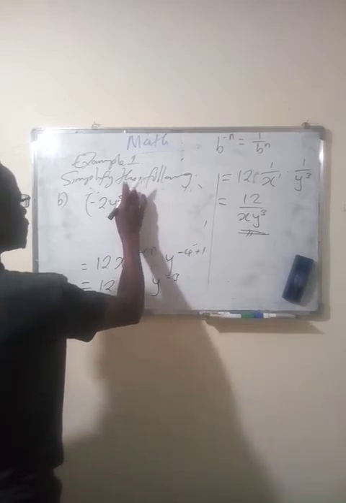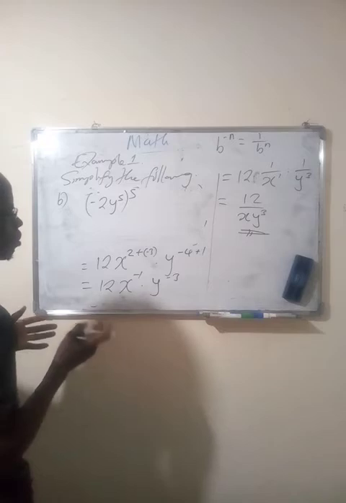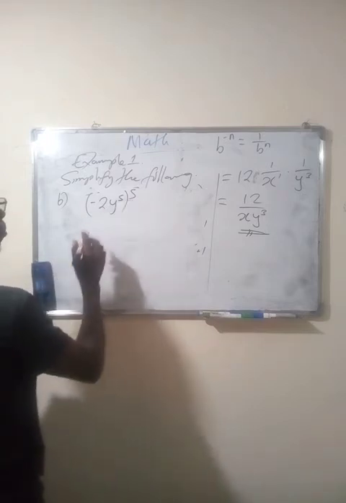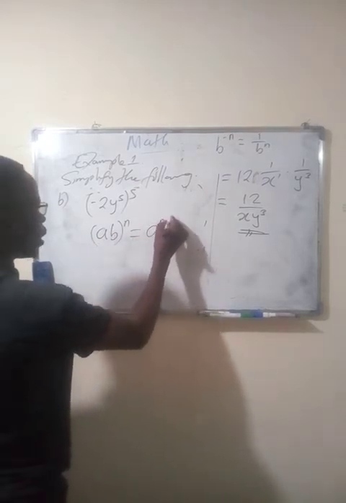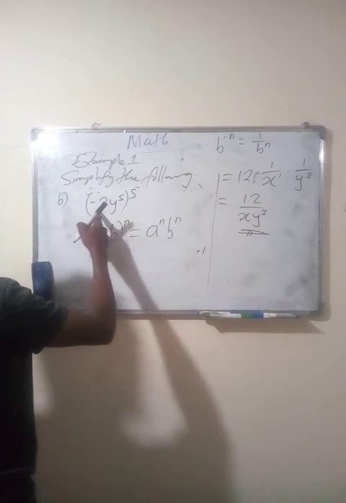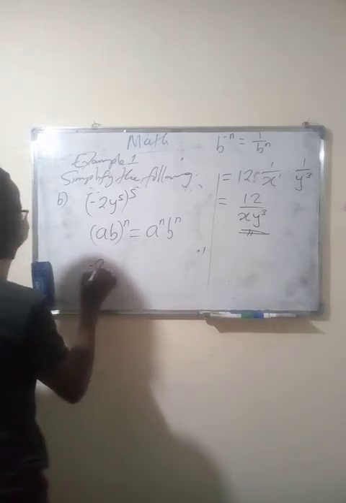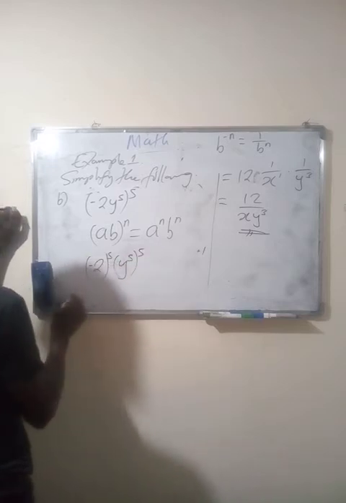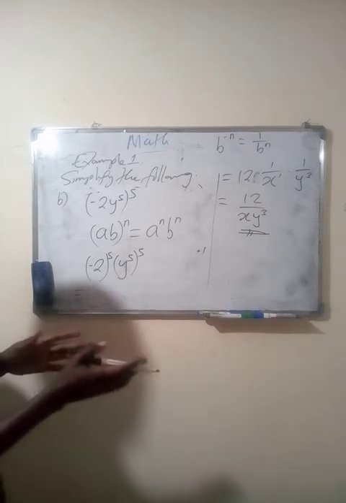So what we have here is again we are simply trying to apply the properties of these exponents. Remember we had this property, we said that (ab) to the power n is equal to a to the power n times b to the power n. So we're going to apply this exponent 5 to both negative 2 and y to the power 5. So this is equal to negative 2 to the power 5, and y to the power 5 to the power 5. Negative 2 multiplied by itself 5 times is negative 32, and then y to the power 5 by 5.